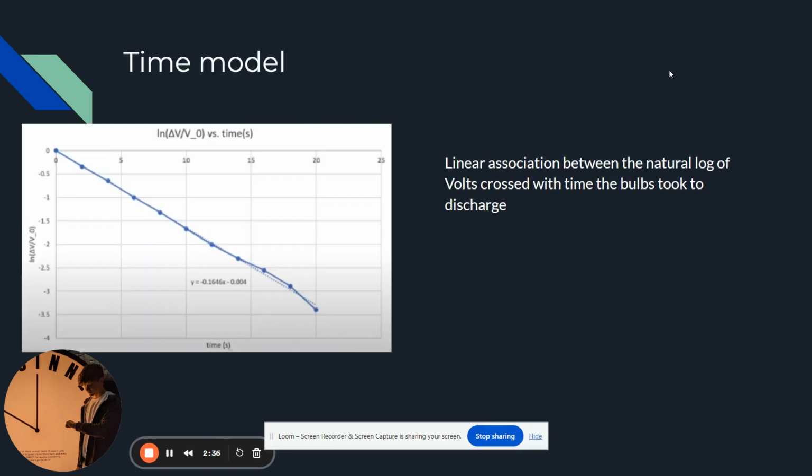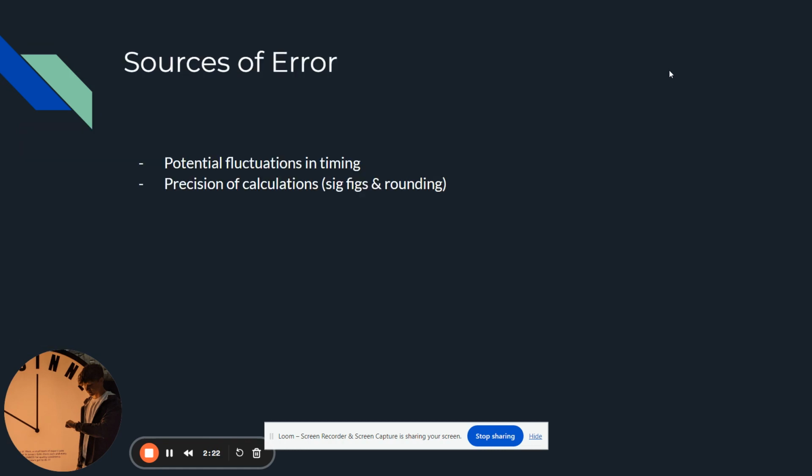So looking at our time model, this is the linear association between the natural log of volts crossed with the time that the bulbs took to discharge. And you can see that it was pretty much a constant rate all the way until volts ended up hitting 0. So as far as potential sources of error goes, there is a potential fluctuation in timing and also potential issues with precision of calculations, looking at sig figs and potential rounding errors as well.